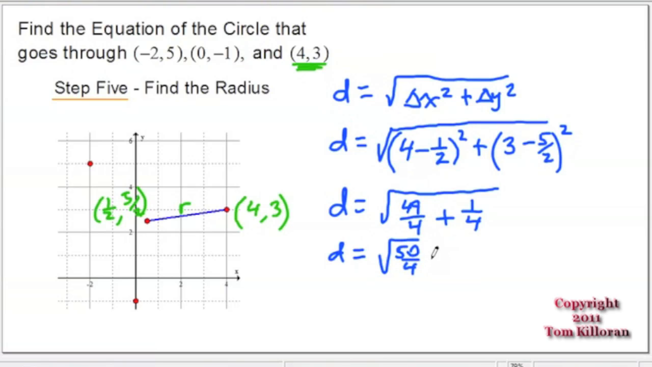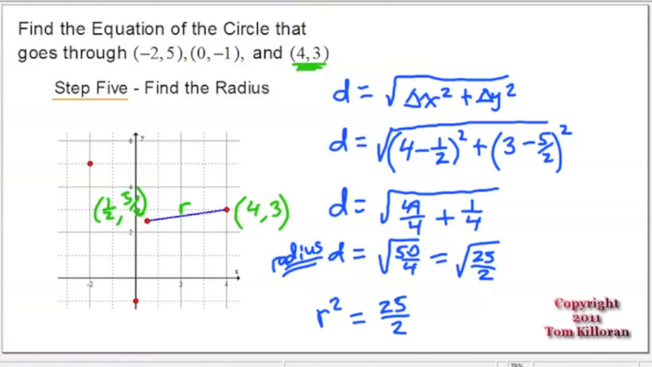And this reduces rather nicely into 25 halves, or 5 over the square root of 2. A lot of different ways of writing it, but this is going to be the radius of our circle. And for the formula of our circle, all we need is r squared. And r squared in this case is literally just 25 halves.